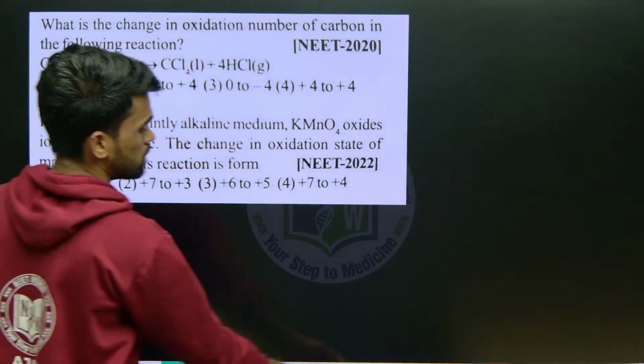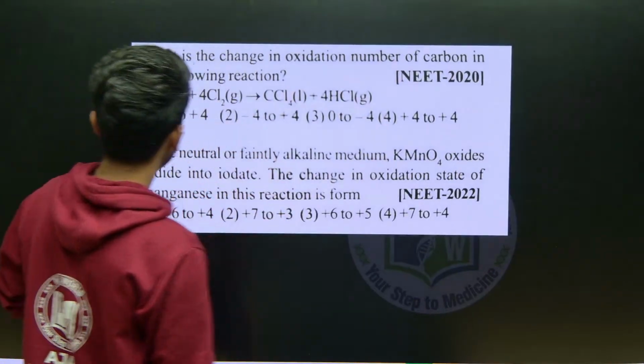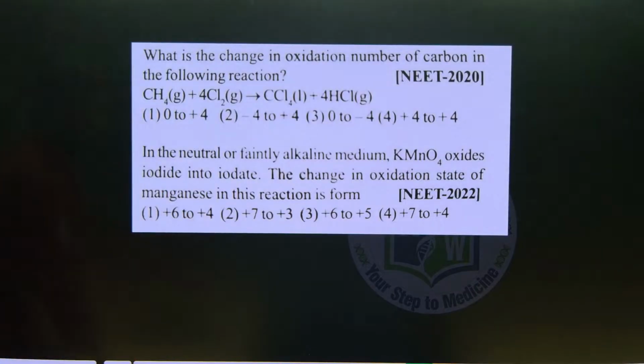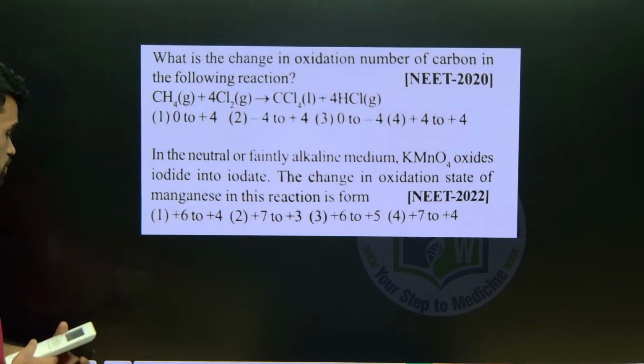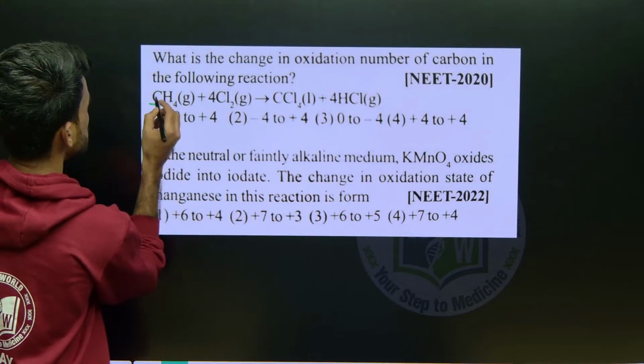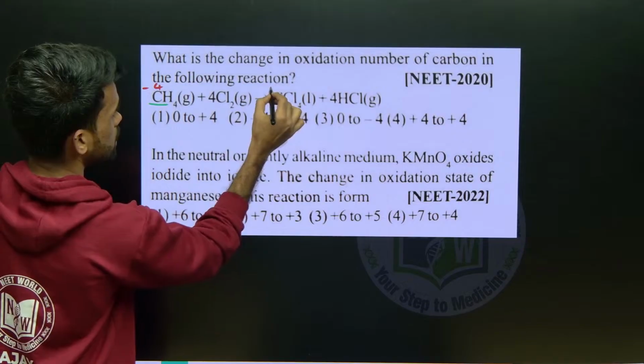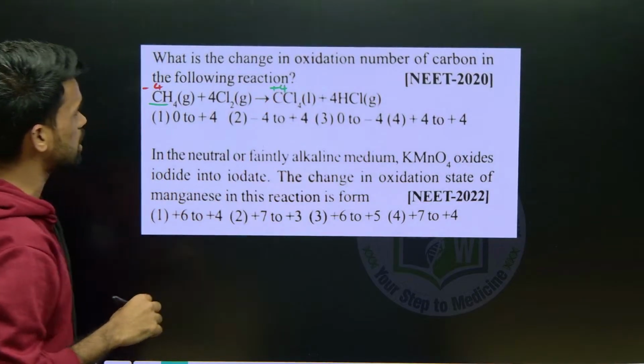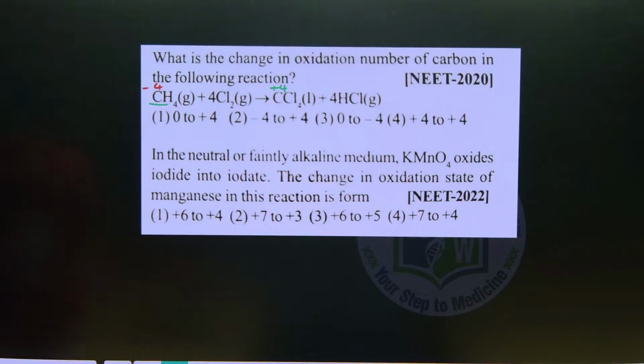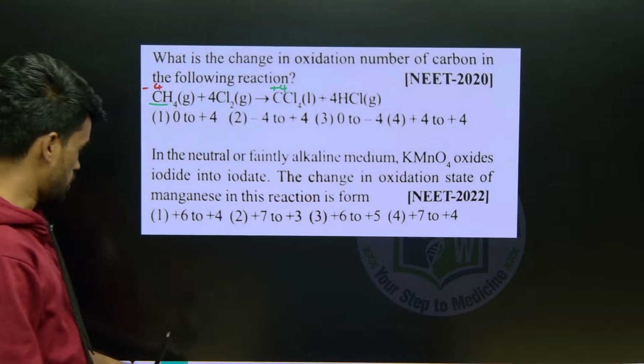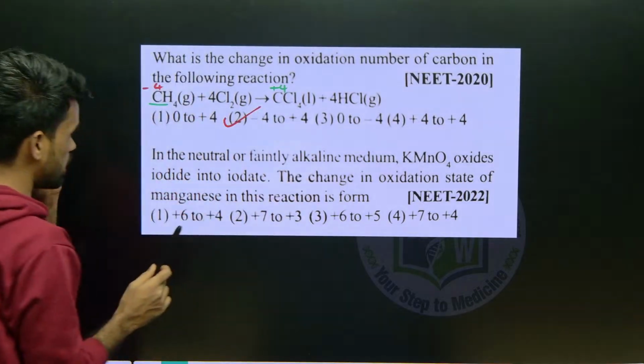Tell me, what is the change in oxidation number here? Carbon, what is the oxidation state in this case? Here it is -4 and here it is +4. So it is converting from -4 to +4. Which option is correct for that? Second option. Okay, then next, tell me, what about the next question?